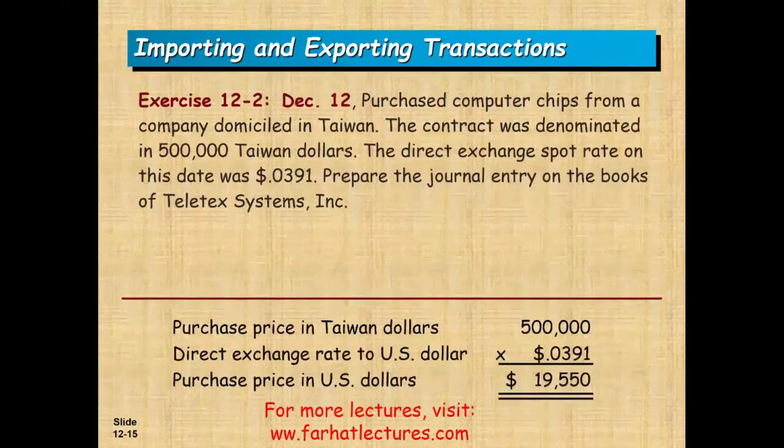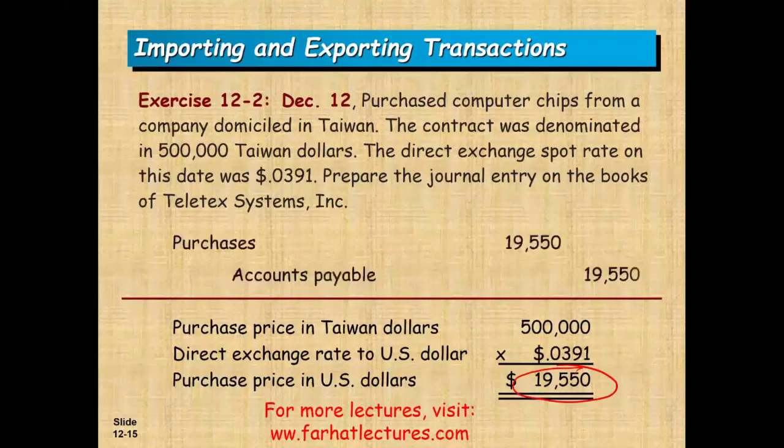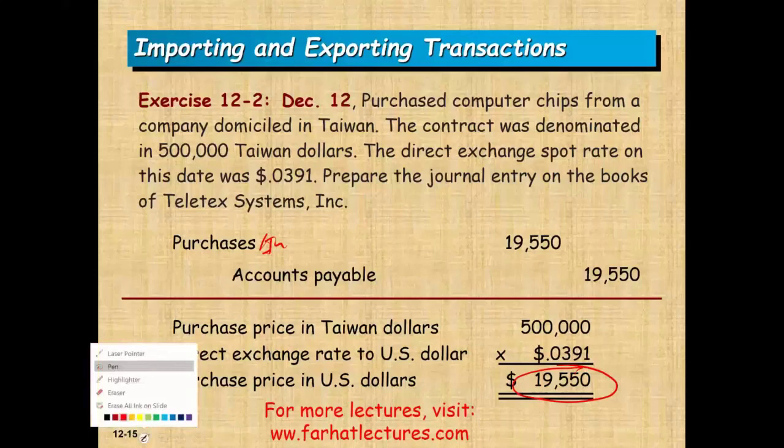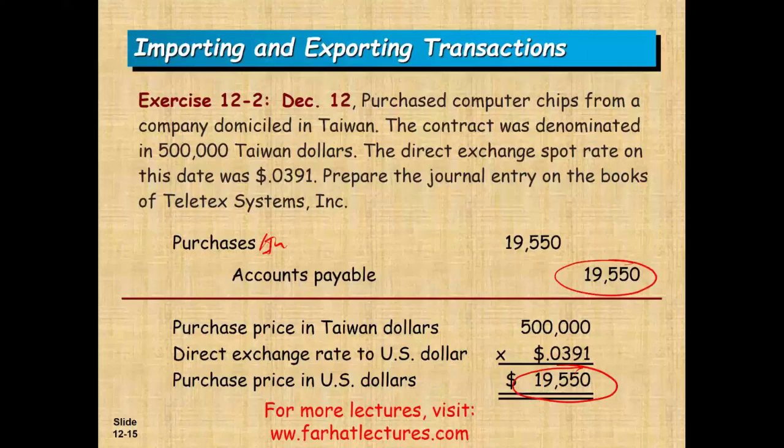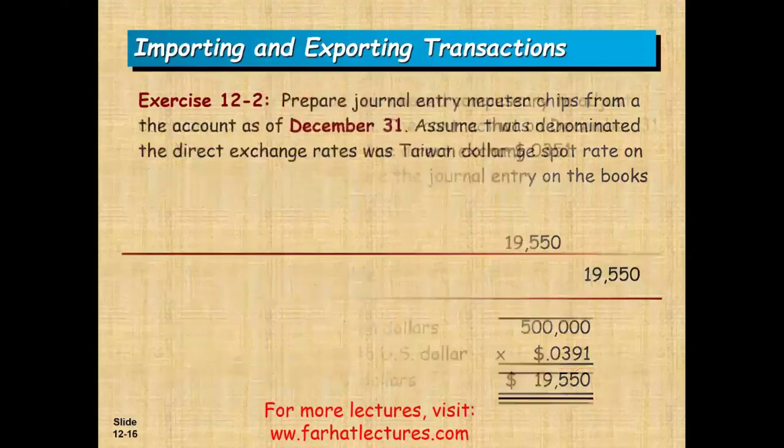Okay, so on the transaction date, we record the payable, either debit purchases or debit inventory, depending on the inventory system we are using. On this date, anyhow, we have an accounts payable denominated in a foreign currency of 19,550. Again, what I suggest you do is to create a T account, call it accounts payable, and park in there 19,550, and this took place on December 12th.